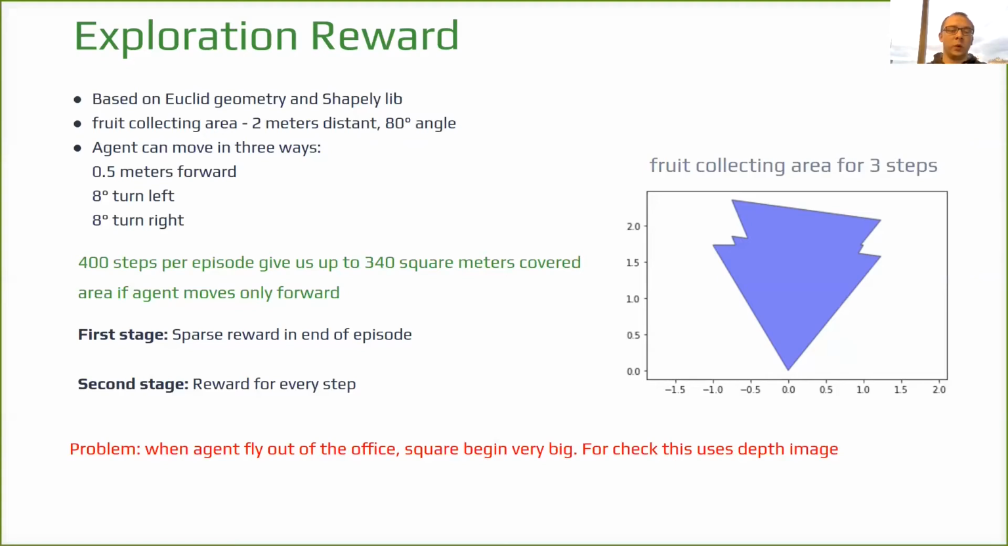For this solution, we used the Python Shapely library. Sometimes the agent falls through textures and the covered area starts to increase drastically. Depth info helped us to exclude rewarding in this situation.